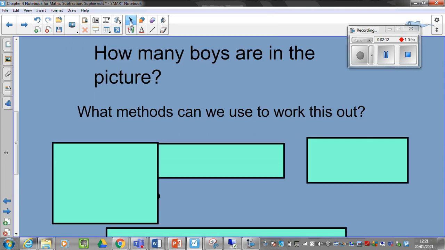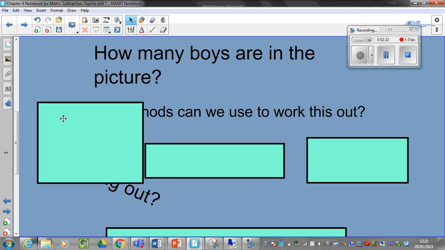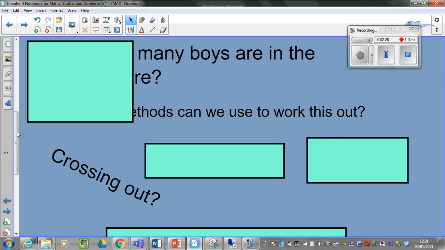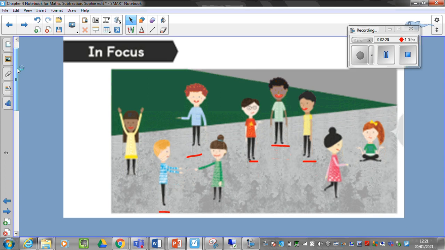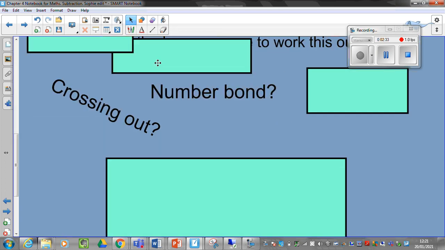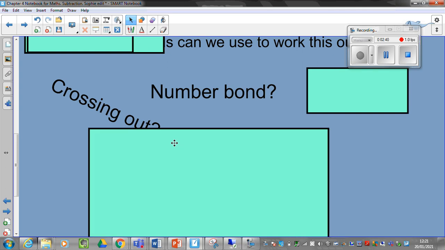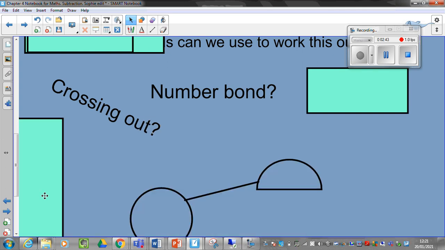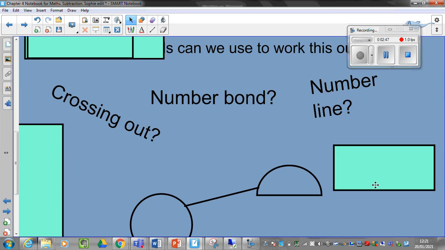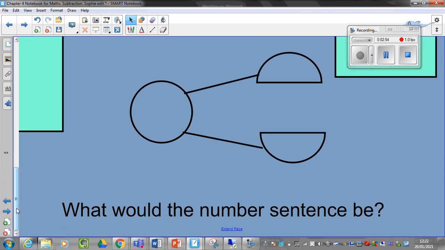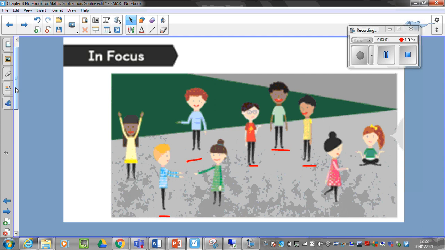what I want to do is see how many different methods you can use to work out this same problem. Okay, so again, I'm going to ask you to pause the video on the picture in just a second. I want you to have a go at, can you use the crossing out method? So how many are there altogether? How many do you need to cross out? And how many are left? Can you use the number bond method using a tens frame, or with a number bond diagram? Or can you use your number line to show me this addition and subtraction problem? Okay, what would a number sentence be to represent this problem? Okay, I'm going to put the picture up here, pause the screen now and have a go.